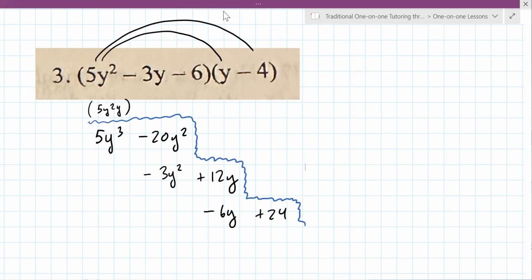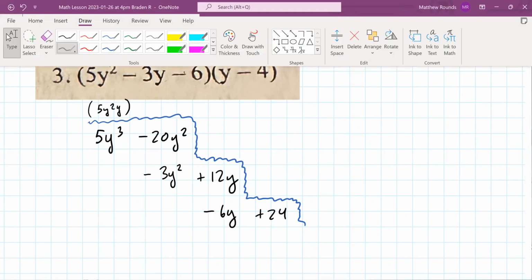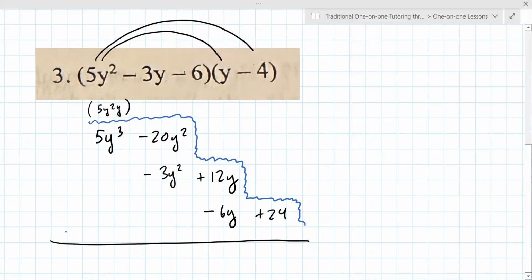Okay. And the reason you do this is it's a lot easier to add things up when they are already in the like term category. So it's a lot easier to add minus 20y squared and minus 3y squared like this. Okay. So I mean, if I had shown you from the beginning, I would have said, you must do it like this.